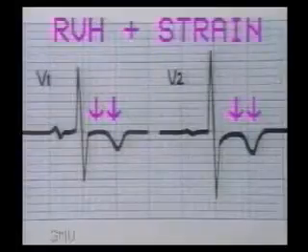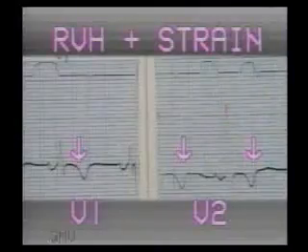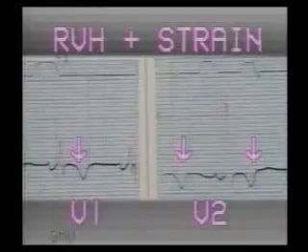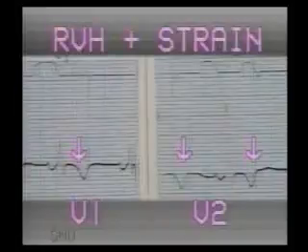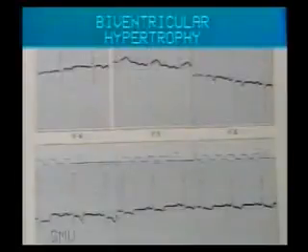Leads V1 and V2 will show depression of the ST segment and inversion of the T waves. In this ECG, leads V1 and V2 show prominent R wave of right ventricular hypertrophy and strain pattern with ST segment depression and T wave inversion. Now this ECG shows biventricular hypertrophy.